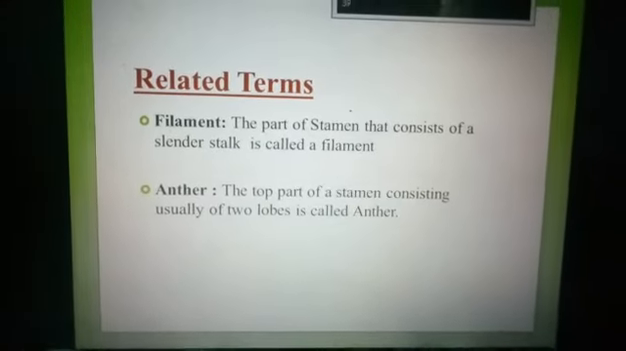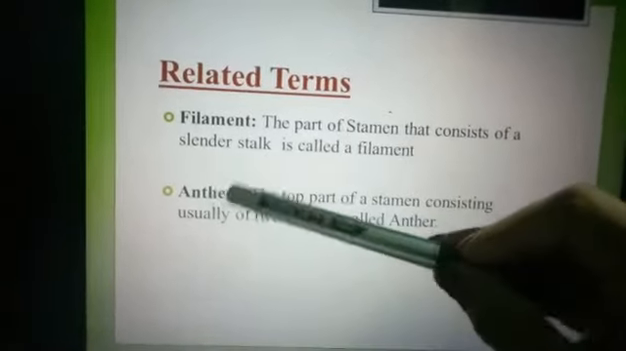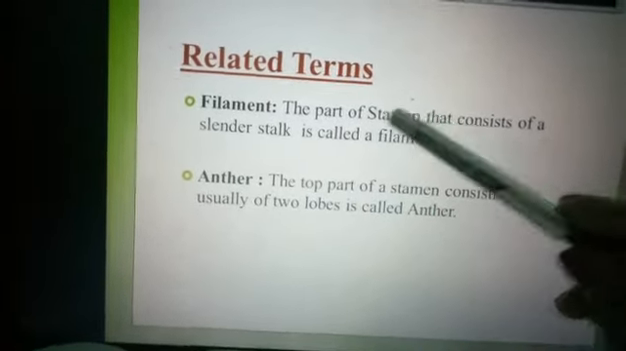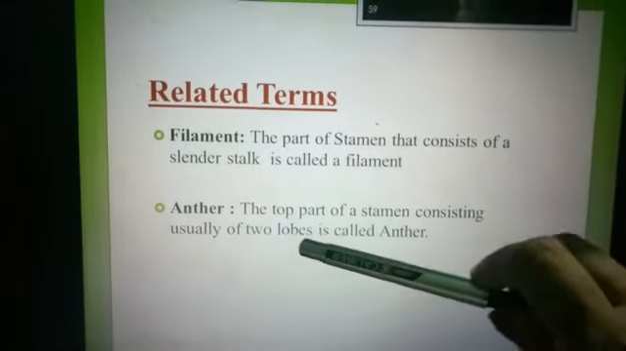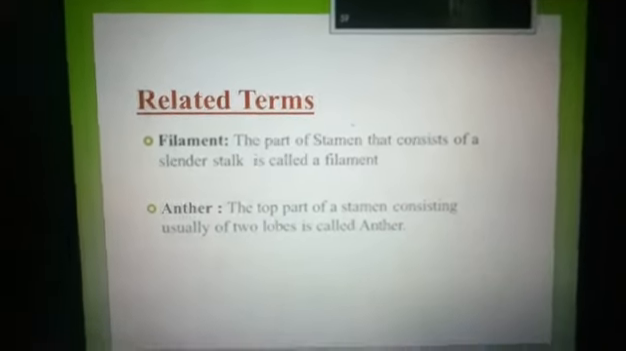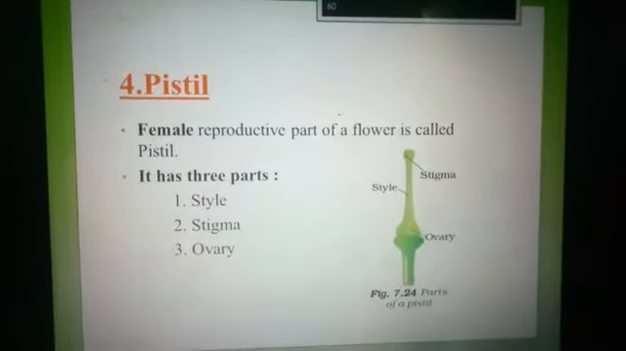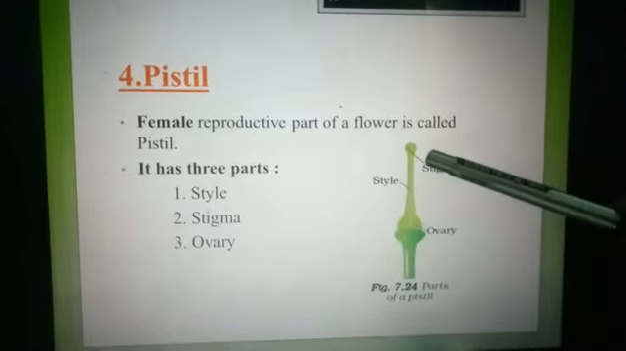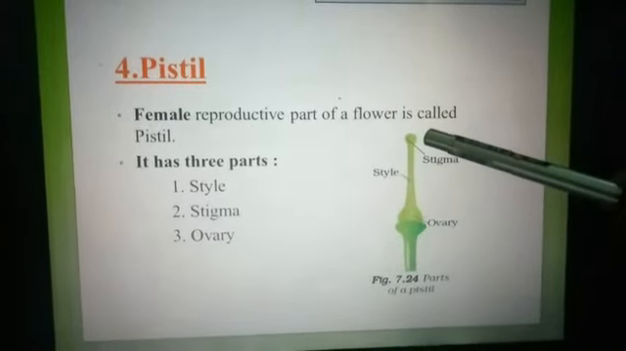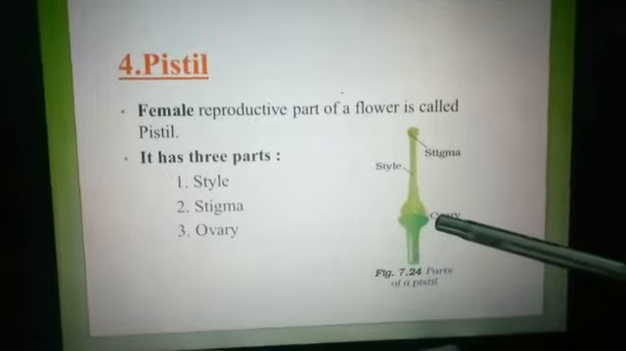And next is about the related terms. So filament you are observing here, the cylinder stalk part of a stamen, and anther, top part of a stamen, and usually they have two lobes, right? Next we have pistil. So female reproductive part of flower is known as pistil. It has total 3 parts. The upper one is stigma, the middle one is style, and the lowermost is ovary, right?